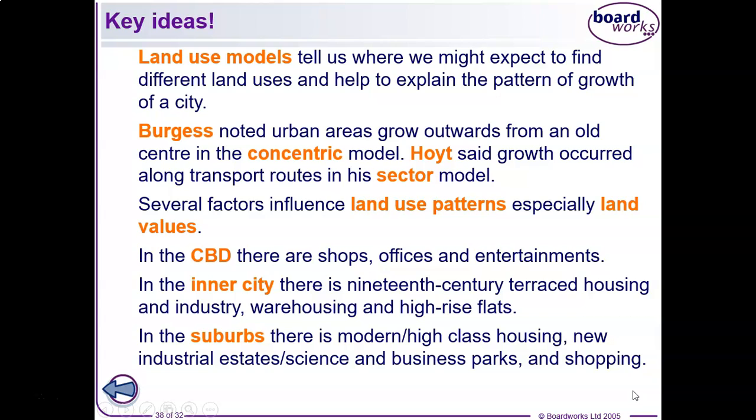So finally then, your key ideas. Land use models tell us where we might expect to find different land uses and help to explain the pattern of growth of a city. Burgess noted urban areas grow outwards from a centre, the concentric model. Hoyt said growth occurred along transport routes, and Harris and Ullman said that there were multiple nuclei. Several factors influence land use patterns, especially land values.